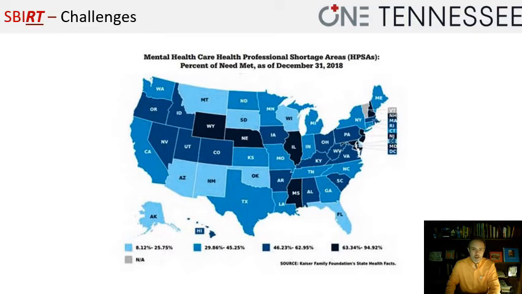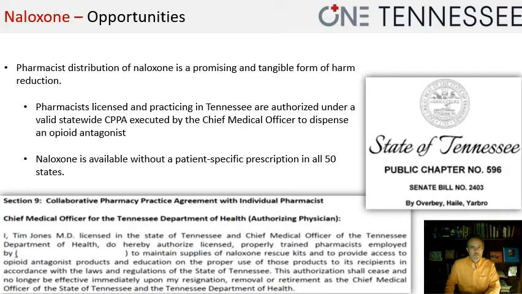Naloxone is a tool that offers the opportunity to help slow our death rate and save the lives of people that might be experiencing an opioid overdose. Pharmacist distribution of naloxone is a promising and tangible form of harm reduction, and this is where pharmacists licensed and practicing in the state of Tennessee are authorized under a valid statewide collaborative pharmacy practice agreement executed by the chief medical officer to dispense an opioid antagonist without a patient-specific prescription.